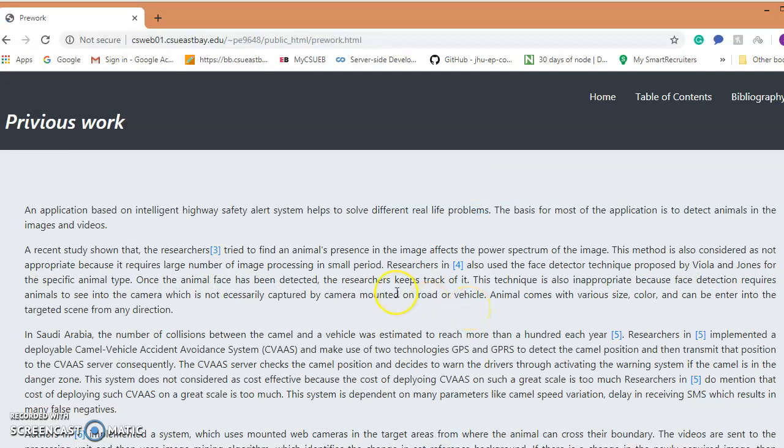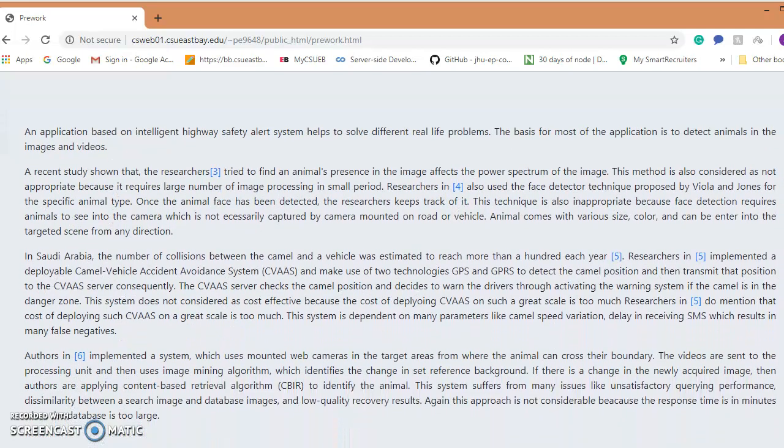And this is the previous work where some researchers tried to implement a similar system. Basically, an application based on an intelligent highway safety alert system helps to solve different real-life problems, and the basis for most of these applications is to detect animals on the side of the road and detect animals in images and videos. One research study tried to find the animal's presence in the image that affects the power spectrum of the image. This method is considered not appropriate because it requires a large amount of image processing in a small period.